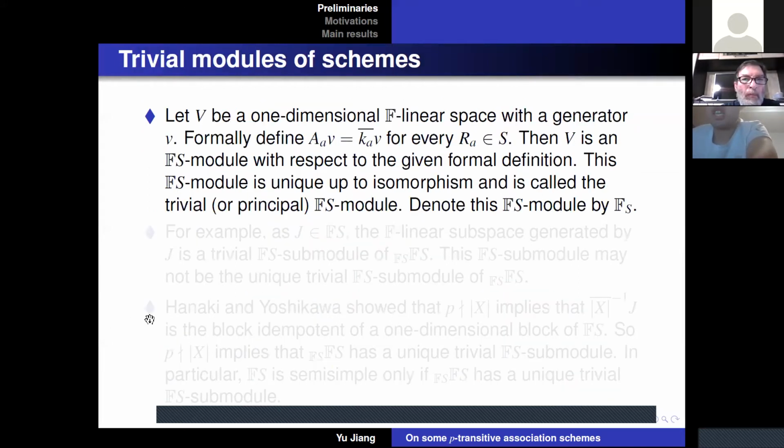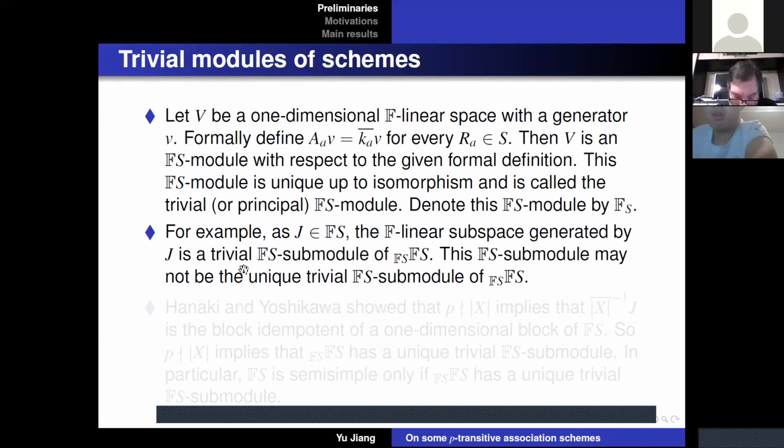Trivial modules of schemes. Let V be a one-dimensional F-linear space with a generator v. Formally, define the action r·v equal to k_r v for every r in S. Then V is an FS-module with respect to the given definition, just from the property of schemes. This FS-module is unique up to isomorphism and is called the trivial or principal FS-module. Denote this FS-module by this notation.